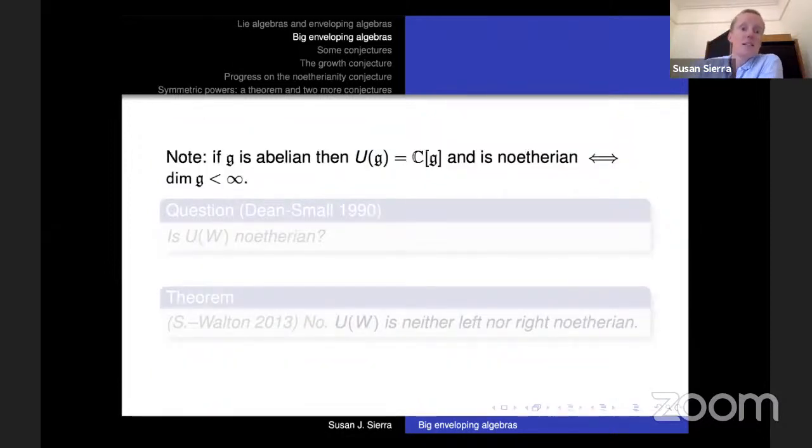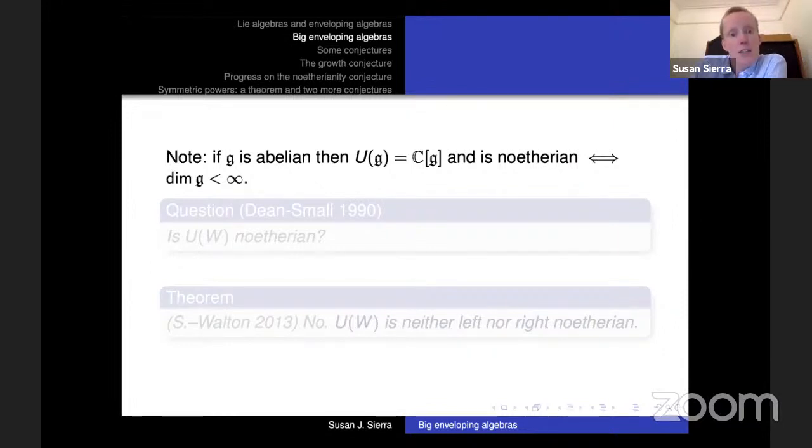So as an easy example, let's look at some examples of infinite dimensional Lie algebras. Well, any vector space can be an abelian Lie algebra. And it's pretty easy to see that the enveloping algebra is then just polynomials in however many variables is the dimension of your vector space. And so it's Noetherian if and only if you've got a finite dimensional vector space. Polynomials in infinitely many variables, ideals are not finitely generated there.